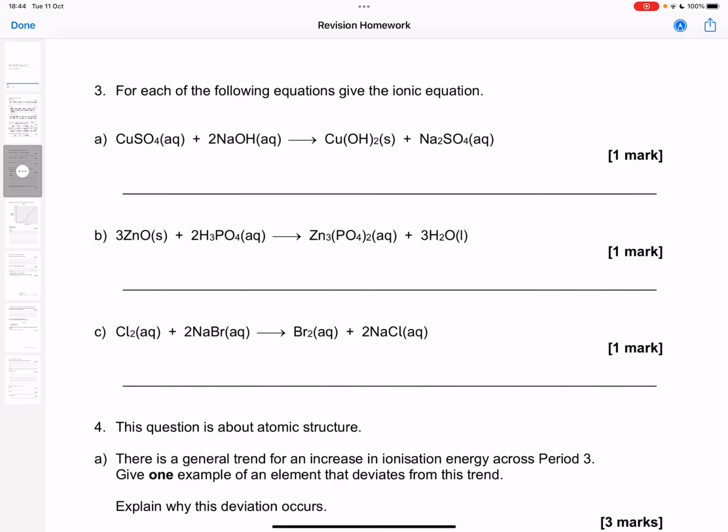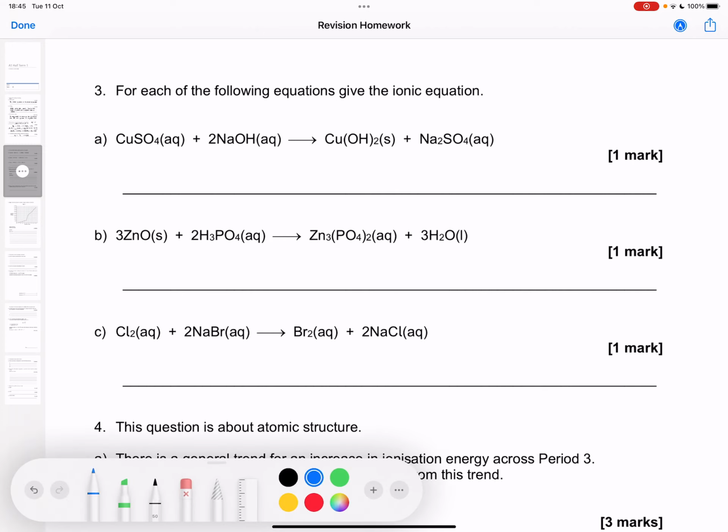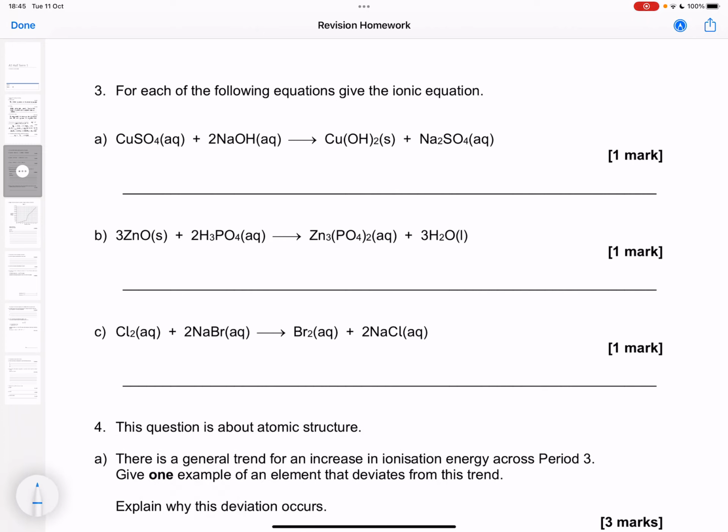In question 3, we're asked to give ionic equations, so we need to remember the rules. Question 1, is it ionic? Question 2, is it aqueous? If it is both aqueous and ionic, then it can be split, otherwise it's going to be left as it is. So I'm going to use a different colour of pen, and we're just going to break things up so then we can see what we're left over with.